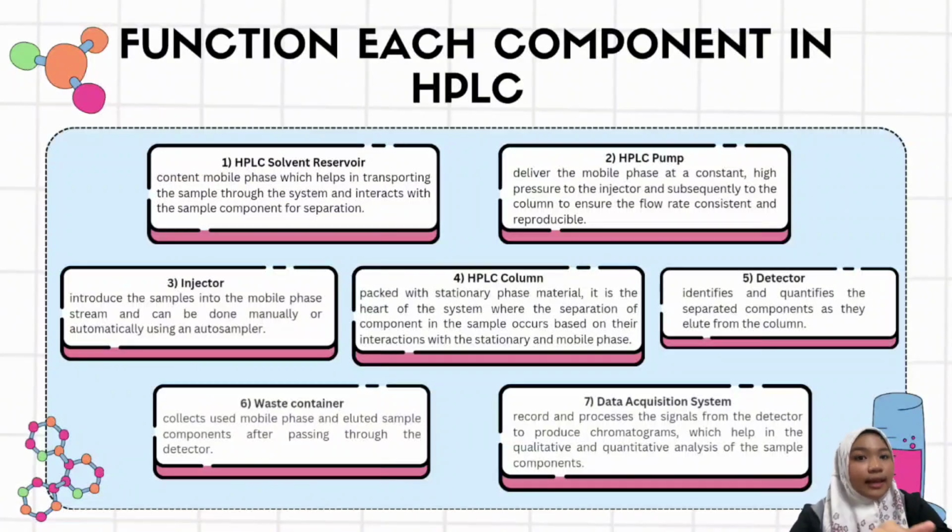Fifth is the detector. It identifies and quantifies the separated components as they elute from the column. Sixth is the waste container. It collects used mobile phase and eluted sample components after passing through the detector. And the last one is the data acquisition system. It records and processes the signals from the detector to produce chromatograms, which help in the qualitative and quantitative analysis of the sample components.